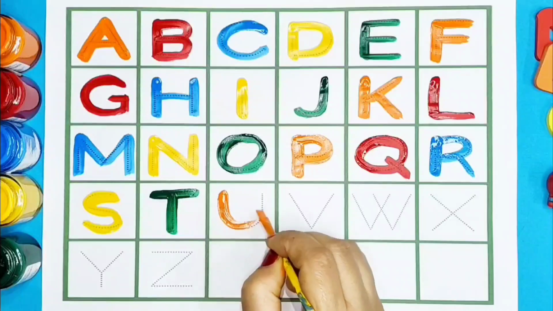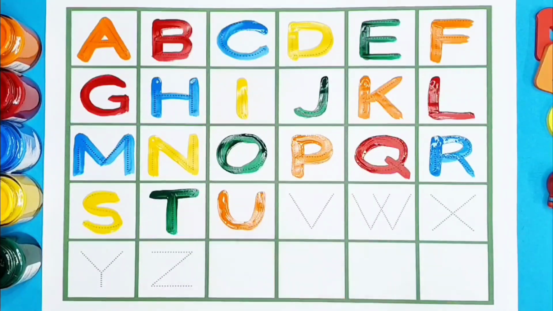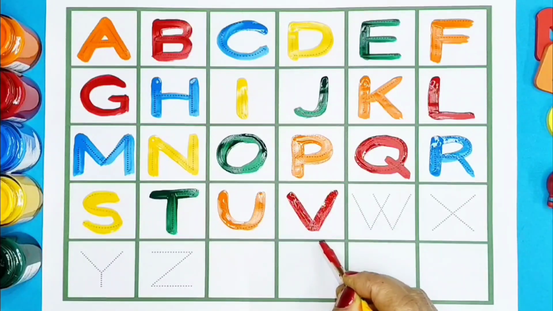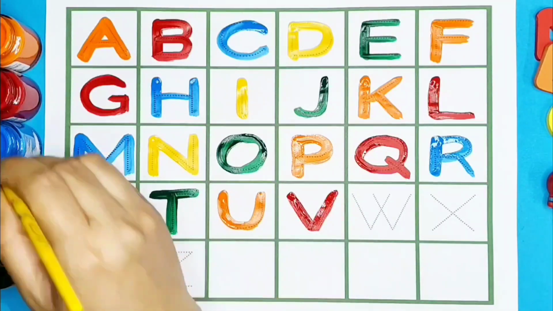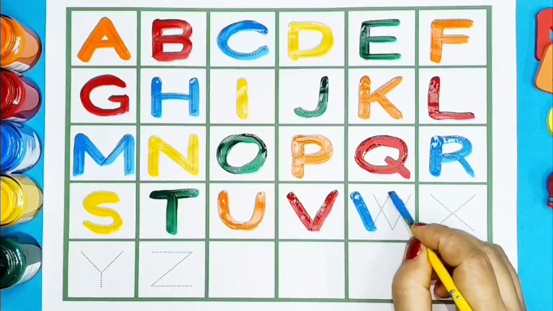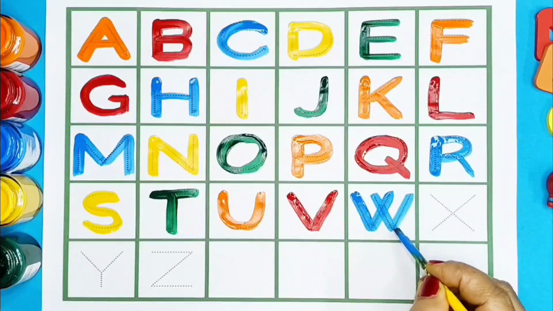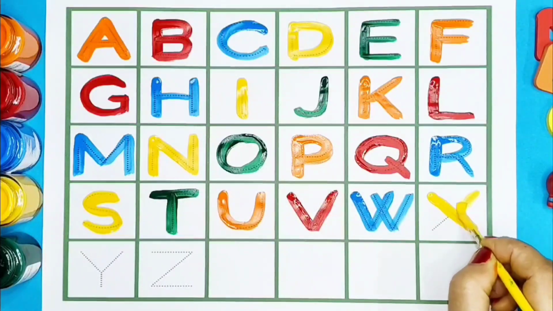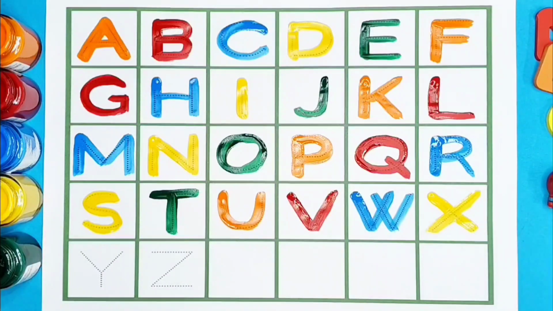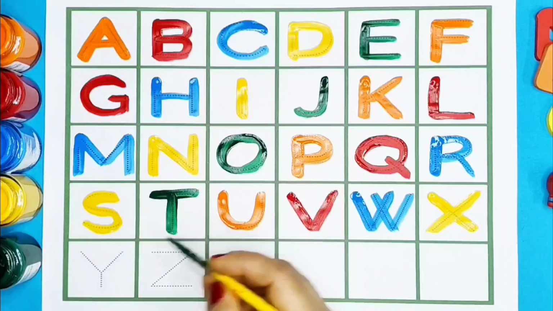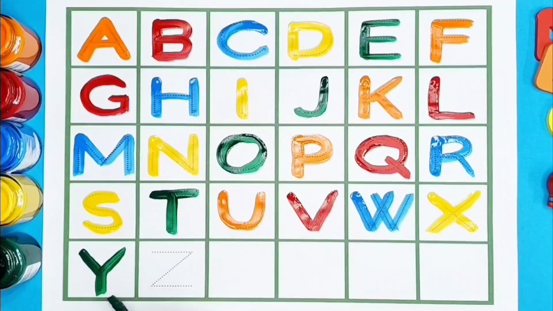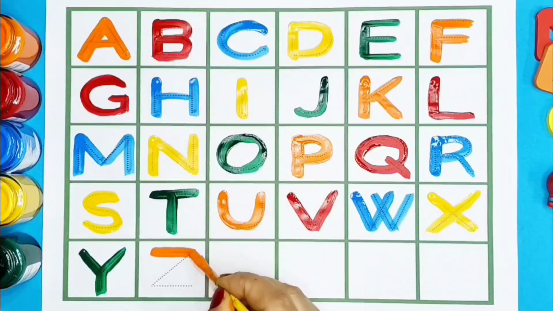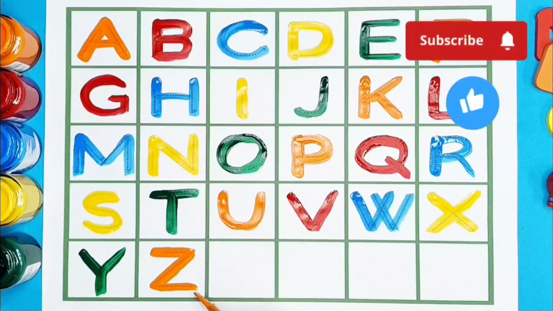Orange color. U for umbrella. Red color. V for van. Sky blue color. W for watermelon. Yellow color. X for Xmas tree. Dark green color. Y for yo-yo. Orange color. Z for zebra.